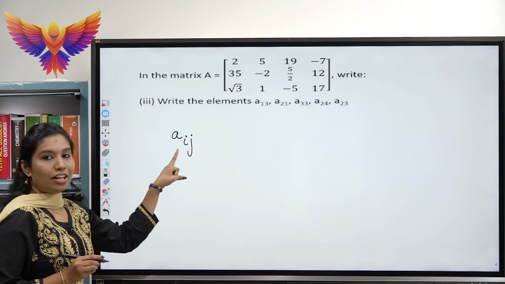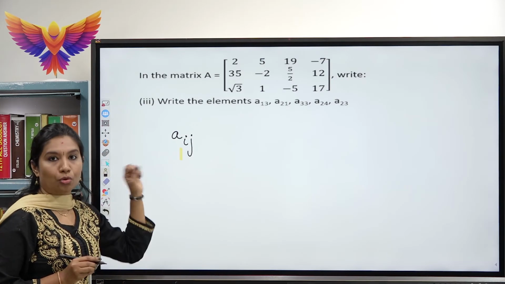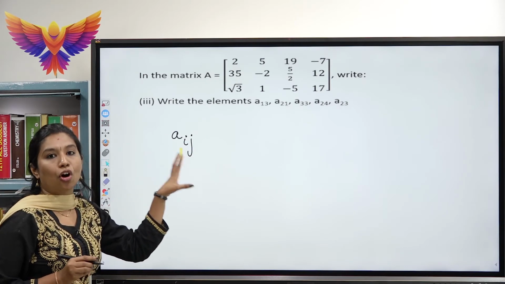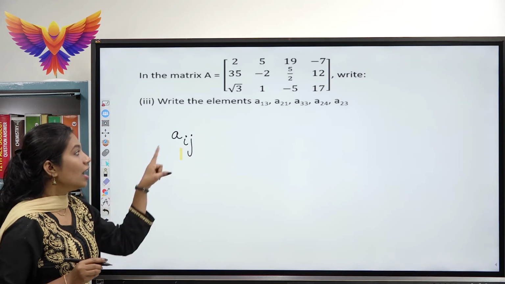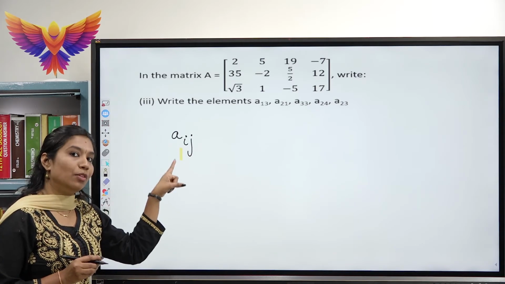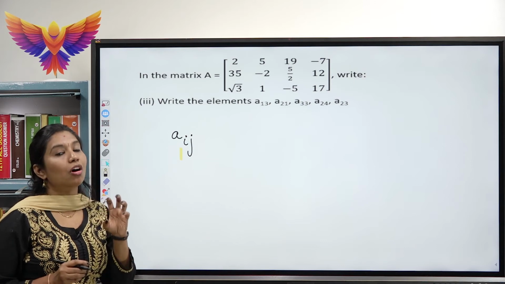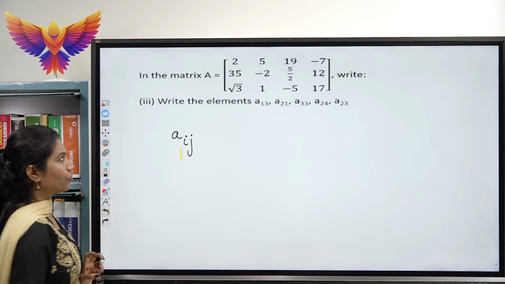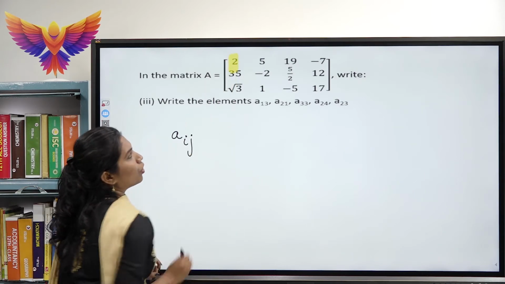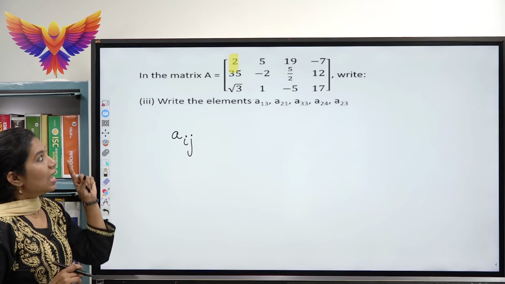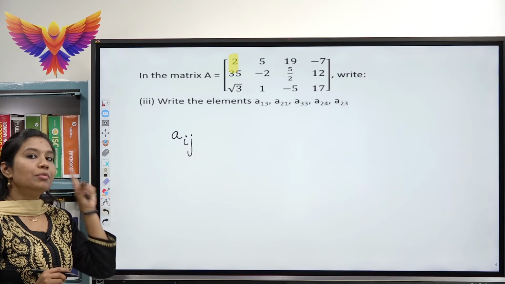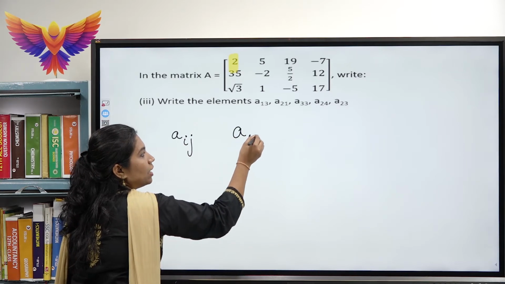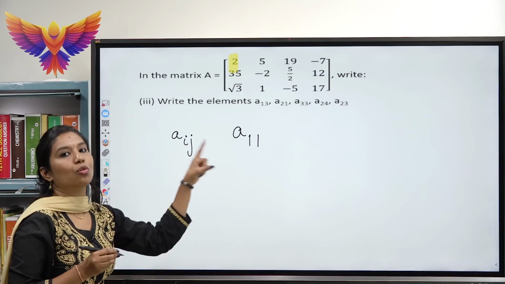So where I denotes the number of rows, which row the element belongs to, and J denotes which column the element belongs to. I repeat once again, I denotes the row the element belongs to, and J denotes the column the element belongs to. So coming to the first element in the first row, which is 2, as we already know, it is the first element of the first row, so I can write it as A, 1 and 1. I is also 1, J is also 1 here.